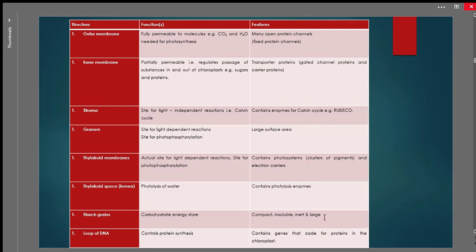Therefore, the glucose is converted to starch for storage to prevent those osmotic effects. Now, the loop of DNA controls protein synthesis. We said that the DNA controls all the cellular activities of the cell, meaning it contains the genes, that is, the sections of the length of DNA, and these code for specific proteins that are used within the chloroplast. For example, Rubisco is synthesized by the ribosomes found in the chloroplast with the information given by the DNA through the messenger RNA. Although we may not generally talk about how protein synthesis takes place here, our question can be set in any direction.